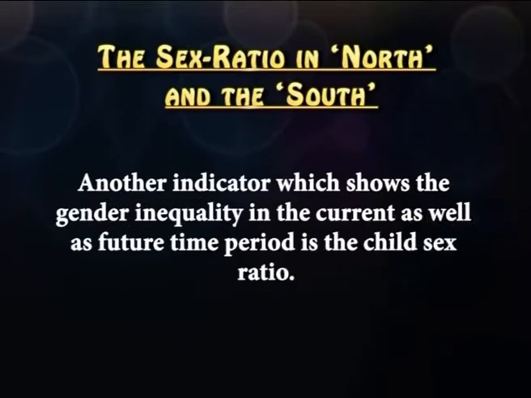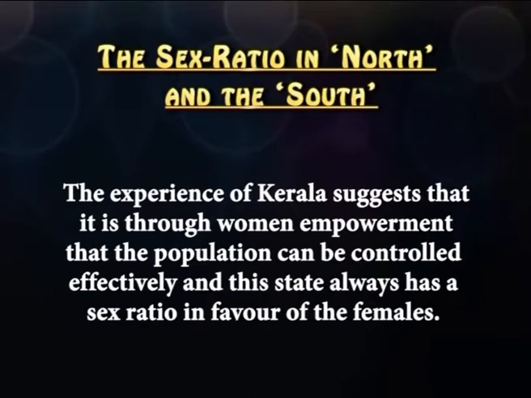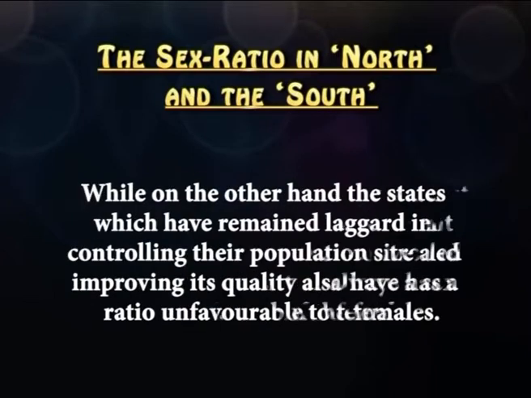Another indicator which shows the gender inequality in the current as well as the future time period is the child sex ratio. The socially backward states have a low overall sex ratio as well as a low child sex ratio. The experience of Kerala suggests that it is through women empowerment that the population can be controlled effectively, and this state always has a sex ratio in favor of the females, while on the other hand, the states which have remained laggard in controlling their population size and improving its quality also have a sex ratio unfavorable to females.